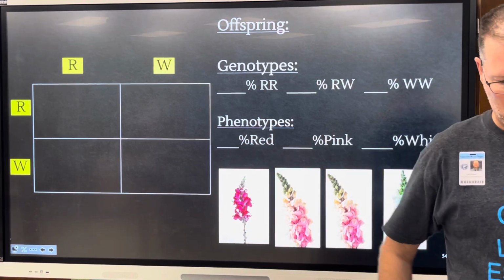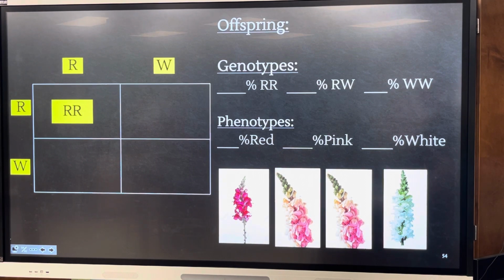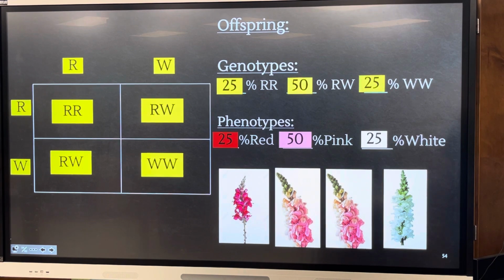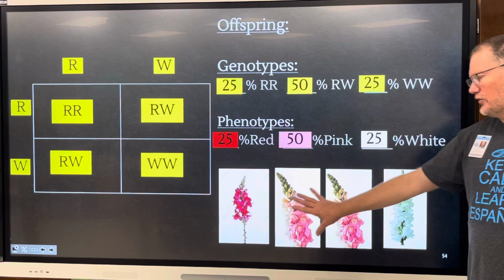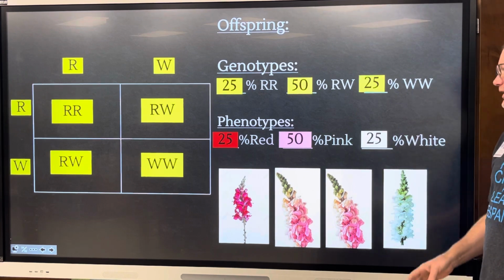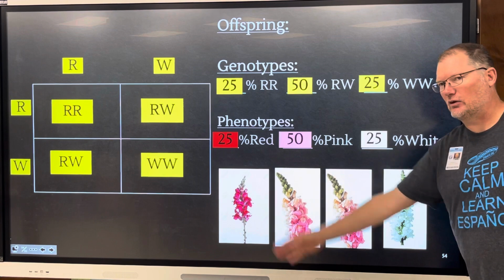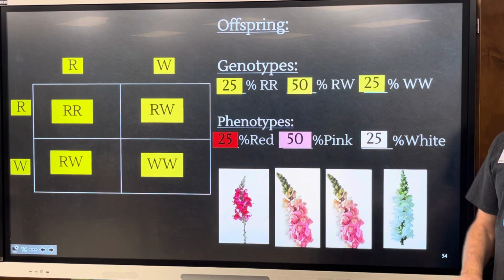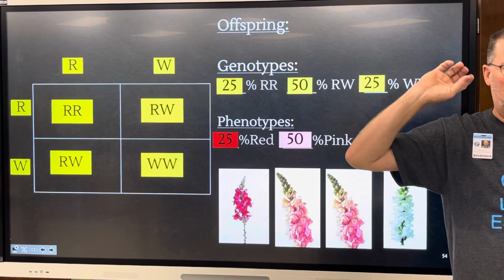And what are we going to get? We're going to get capital R, capital R, capital R, capital W, capital R, capital W, and WW. So what are the genotypes? What percent are capital R's only? 25. What percent are heterozygotes? 50%. What percent are homozygous white? 25%. So what are the phenotypes? 25, 50, 25. So every offspring, the chance of it being red is 25%. The chance of the next offspring being pink, 50%. 25% red, 25% white. The next offspring, same thing. The chances of them being these colors are the same if you have the same parents with those alleles.